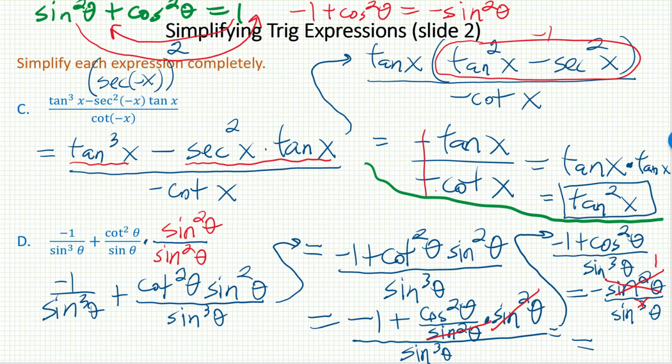But wait, -1 over sine theta, that's just going to simplify and be cosecant theta, negative cosecant theta. Here then is as good as I can make it, as short and simple as I can make it. We have simplified the expression.